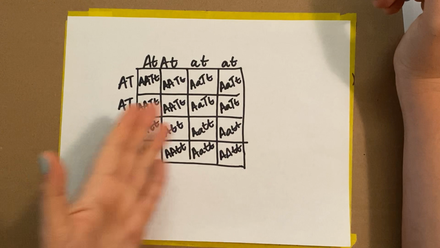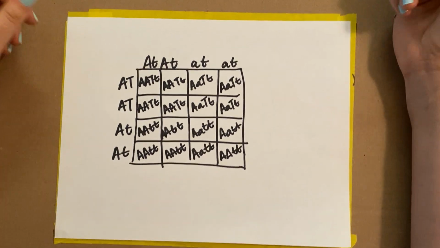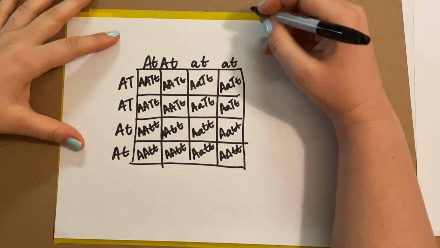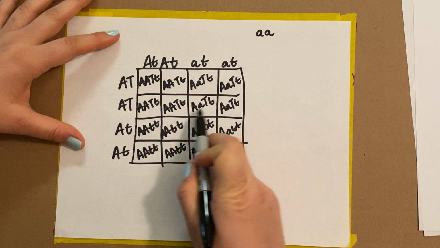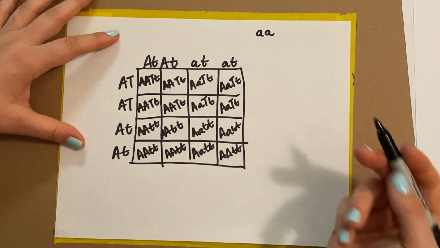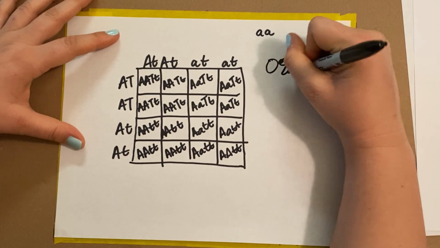Okay, but then looking at this, we can then say, well, what percentage of these children are albino? And so the only way to be albino is you have to have little a, and none of these have little a. Okay, so I can't see any that are little a. So for that one question, we're going to say 0% are albino.